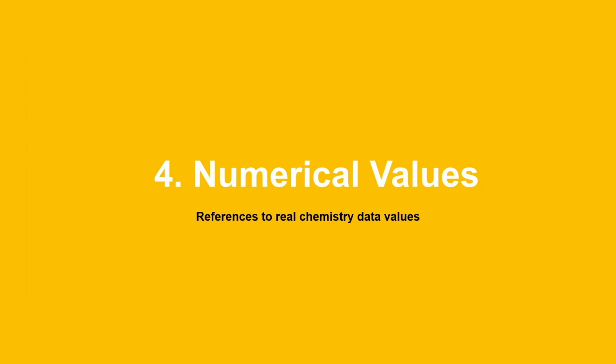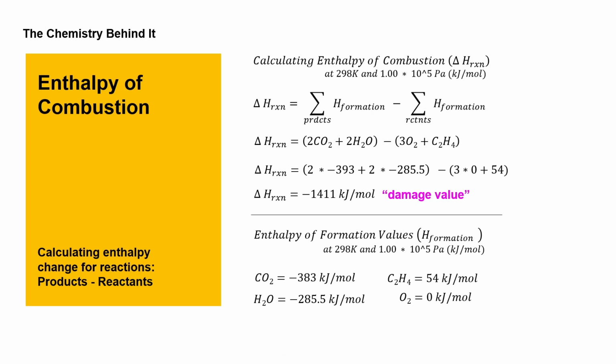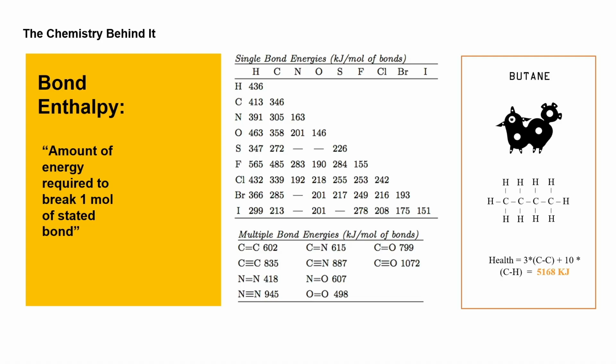Finally, you may have noticed that the numbers actually mean something in ChemCraft. For instance, this damage value from combustion is calculated from an enthalpy of combustion calculation for products minus reactants, and negative 1411 kilojoules per mole is how much heat 1 mole of butane would release under standard conditions. Even the so-called health is not random. This is calculated by the cumulative bond enthalpy in a chemical. The energy it takes to break all these bonds and dissociate the chemical into its atoms is its health, because if you dissociate the chemical into its individual atoms, it's basically dead.